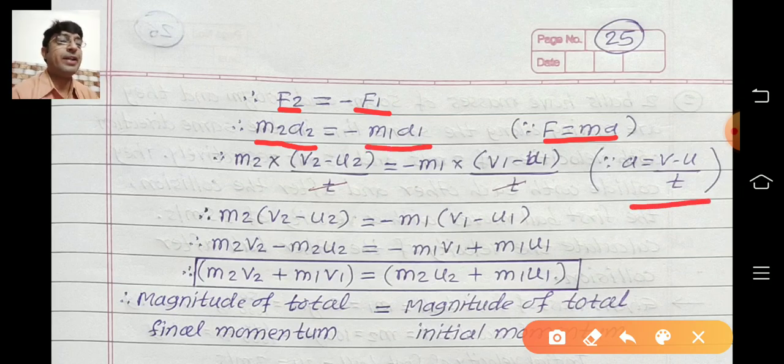We know the formula of acceleration also, v minus u upon t. There is a change in velocity upon time. That's why we are substituting the value of a2, which is what? v2.